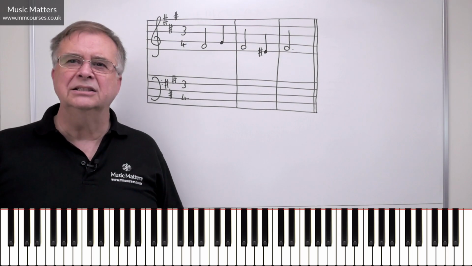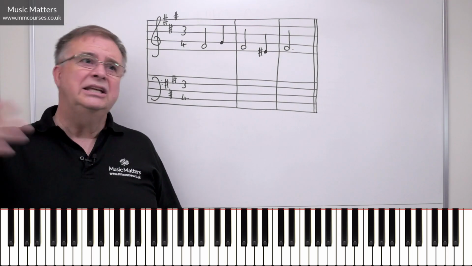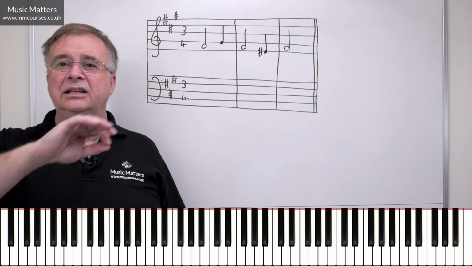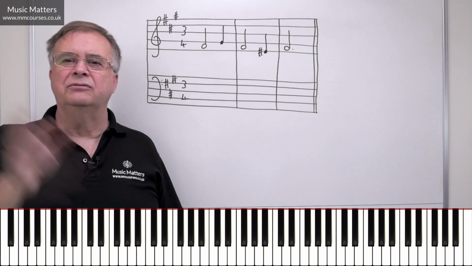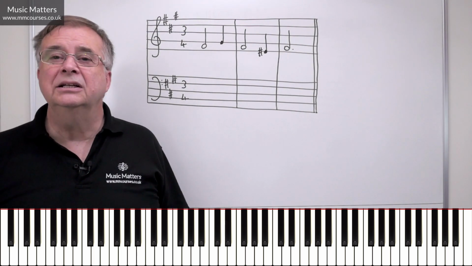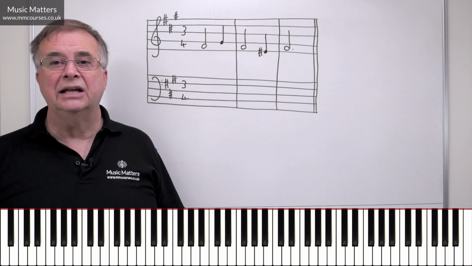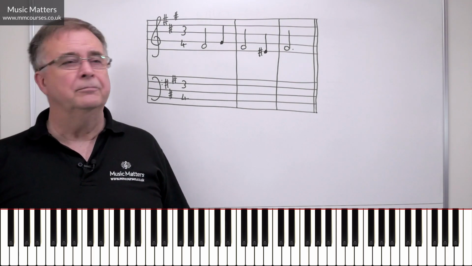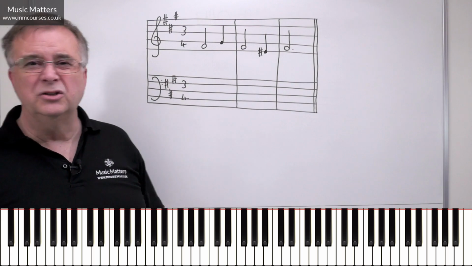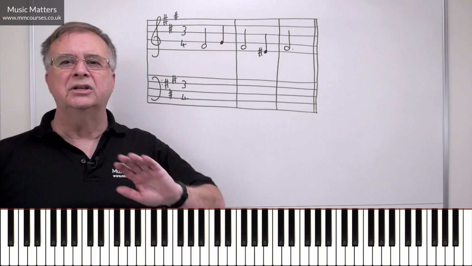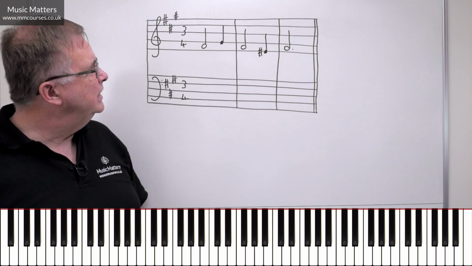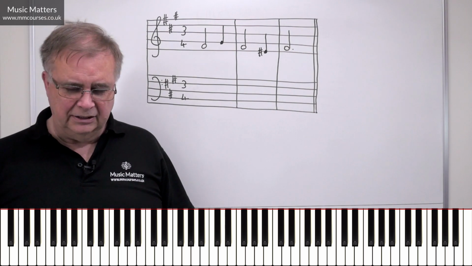Sometimes you'll find the descending melodic minor scale in an ascending passage and vice versa. That doesn't matter. It sometimes happens in reality within a piece of music. But the big clue is the E sharp. It's a raised seventh in F sharp minor. So we should have no doubt at all that we're in the key of F sharp minor.